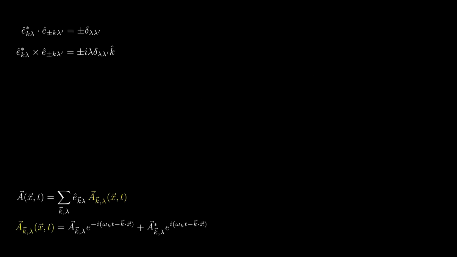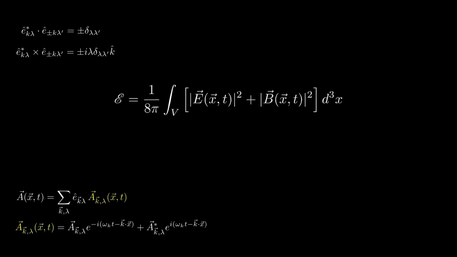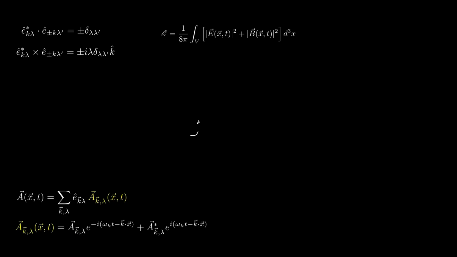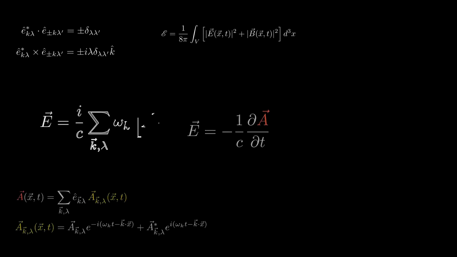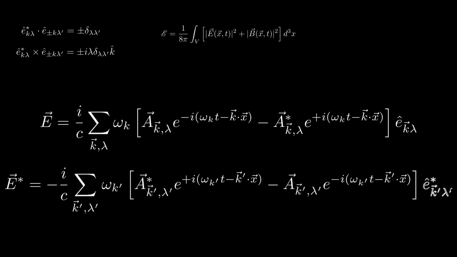Now let us recall that the energy in the electromagnetic field is given by integrating the energy density over all space. And using our previous expression for the electric field from earlier, we can substitute in our vector potential. This gives an expression for the electric field. We can also take the complex conjugate to get the magnitude of the electric field squared. We multiply the field with its conjugate. When we multiply these two together, we will get a lengthy expression that involves a sum over lambda, lambda prime, k, and k prime.